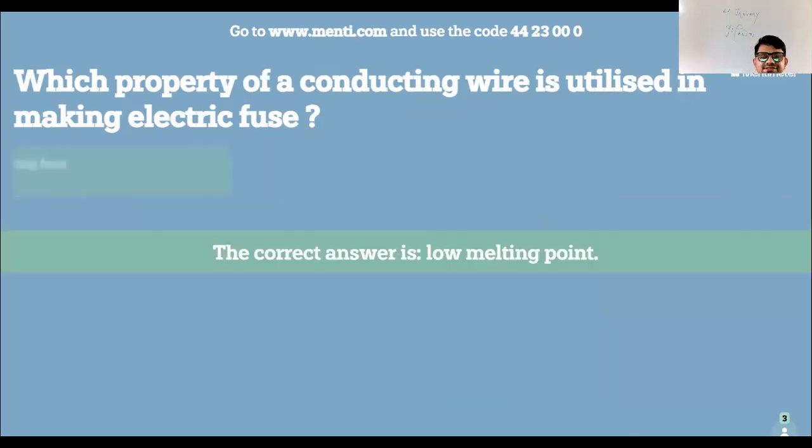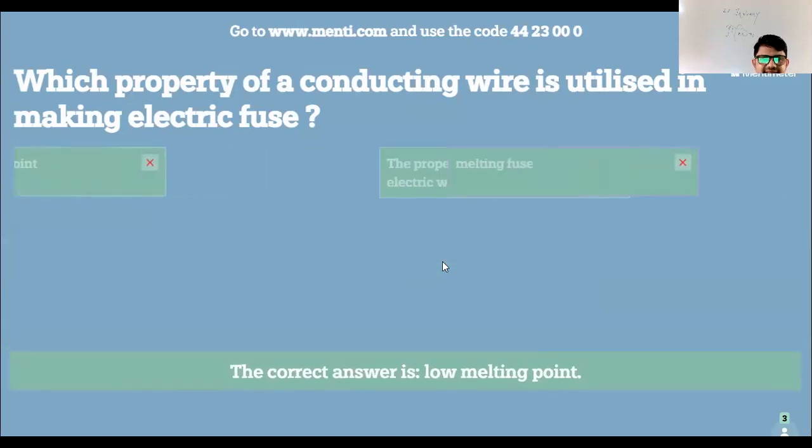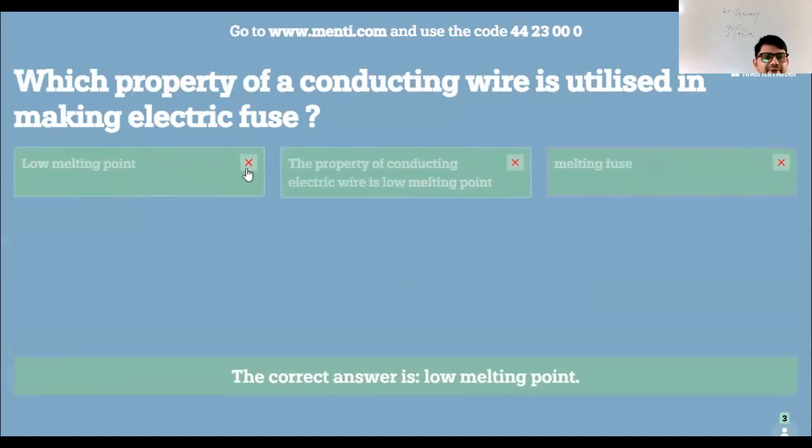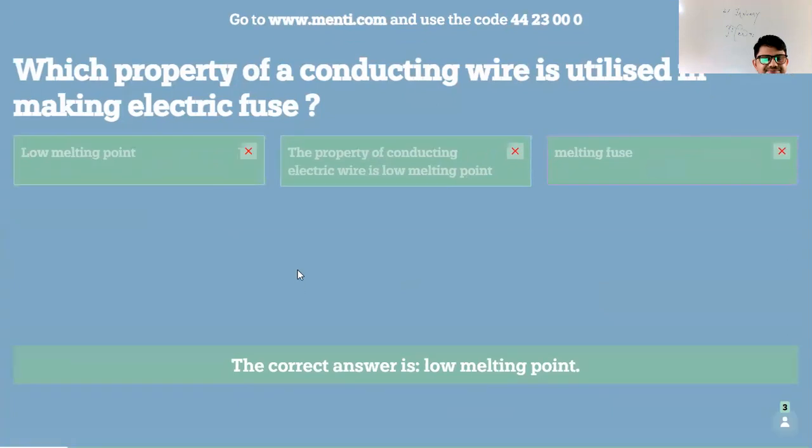And the correct answer is low melting point. So let's check the answers. Low melting point, correct. The property of the conducting wire is low melting point, correct. Melting fuse, what is this melting fuse? This will not be correct.